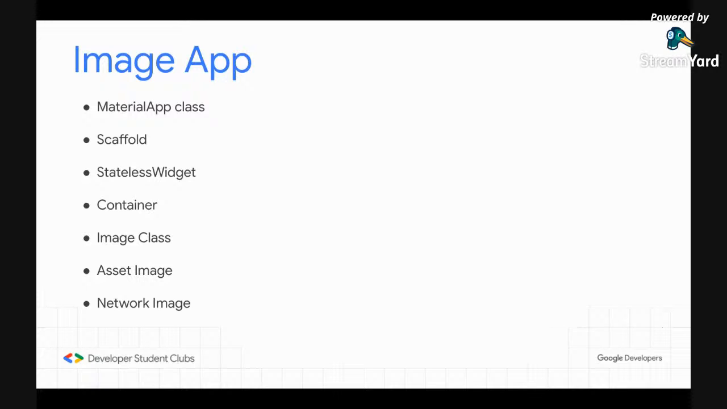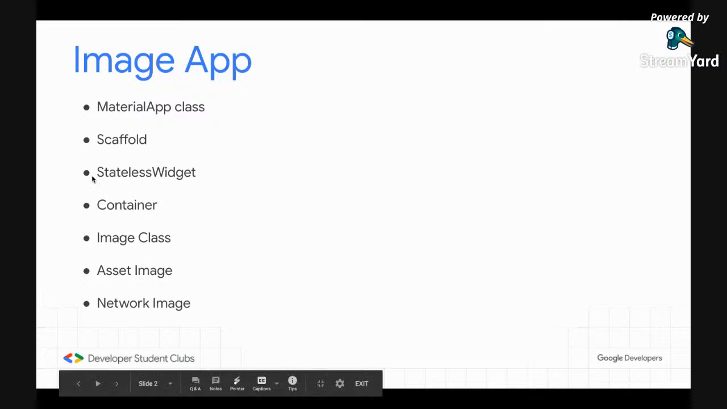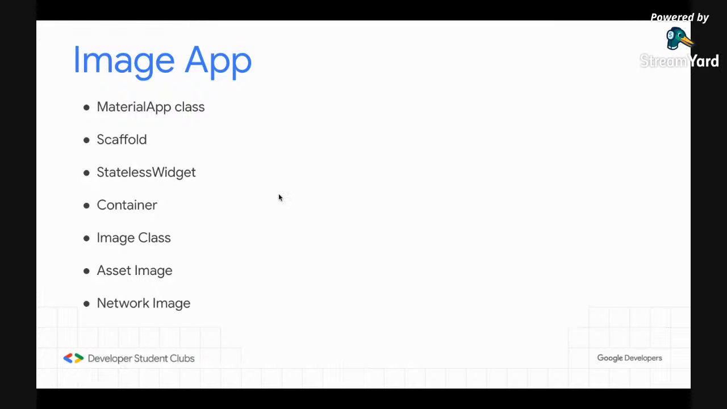So I will create a material app first, which we have seen earlier. Then after, I will create a scaffold. Then we will create a stateless widget. Then after, we will use a container to size our image. Then after, we will use the image class, which will help us use asset images as well as network images in our app. So this is basically the widget structure that we are going to follow to create our first image app.